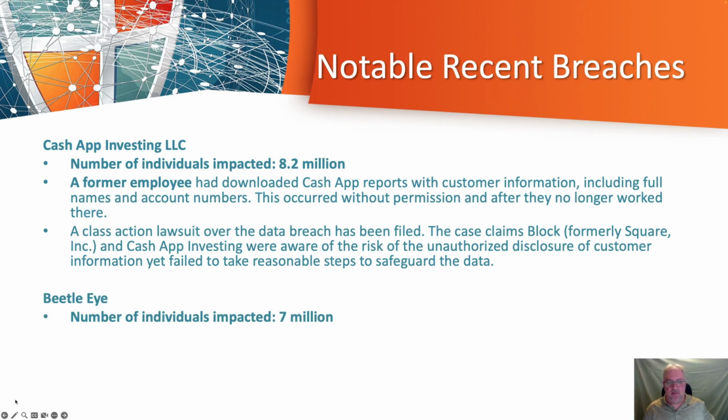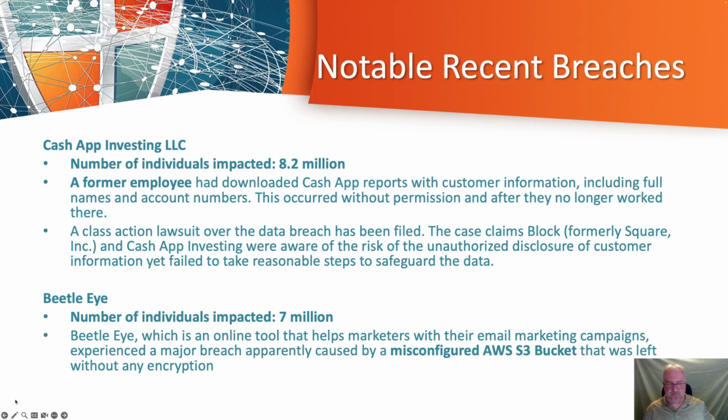BeetleEye, there were 7 million impacted users, and it was a misconfigured AWS S3 bucket, right? And there have been a lot of misconfigured AWS S3 buckets, and that is not a slight on AWS. It is not their fault. The tools are there, the security's there. The one problem with public cloud is that by default, it makes it open.